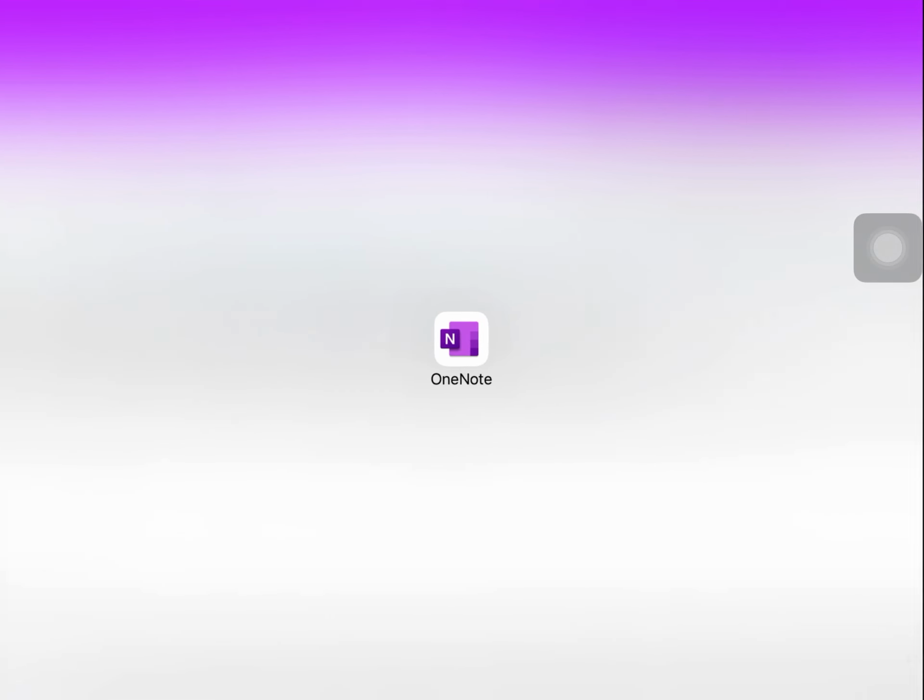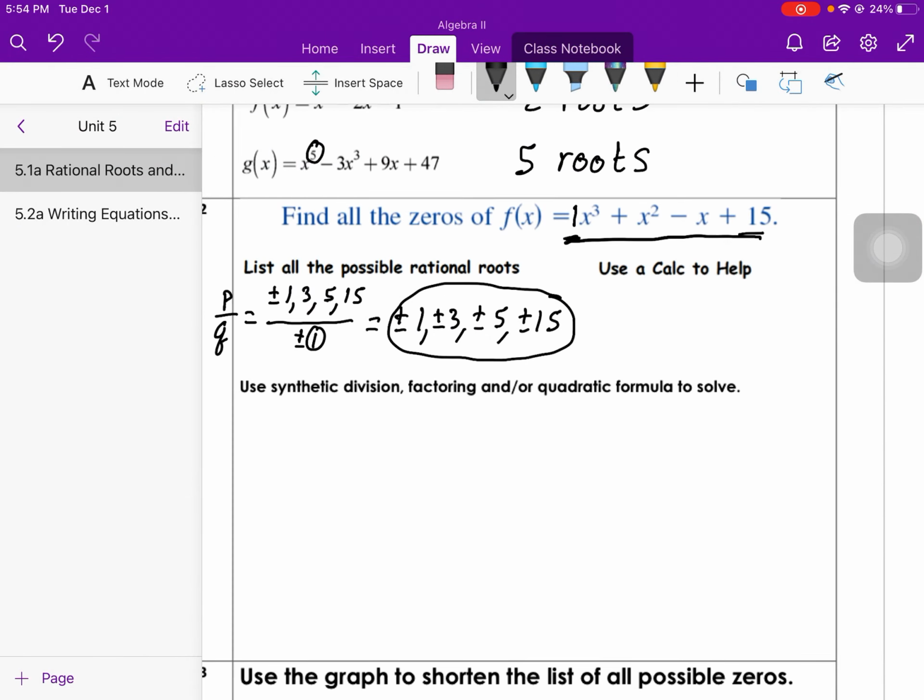So let's go back here, and let's look at our list of possible roots, and notice, we talked about this one earlier, negative 3 is a possible root. So what we're going to do with that is we're going to use synthetic division to break down the polynomial and help us find the other ones.